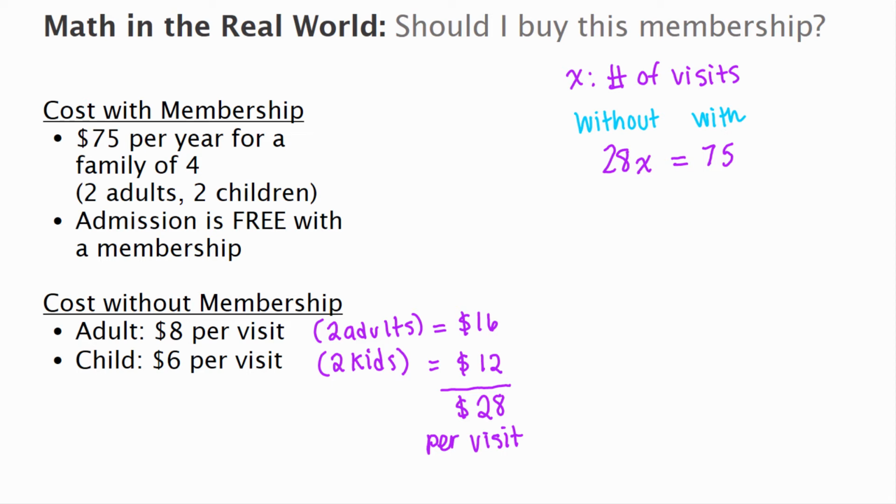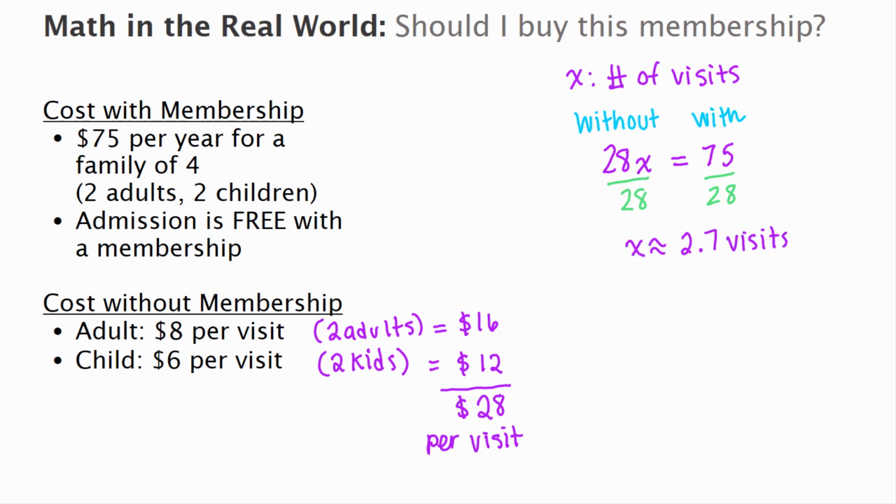I want to solve that by doing opposite operations. To isolate the variable x, I need to get rid of the 28 that's in front of it. It's being multiplied, so I want to divide by 28. So I'm going to divide both sides by 28, and remember, I have to do it to both sides so my equation stays balanced. But when I do that, I end up with a number that is a decimal. So a lot of times in a real world problem, this is going to happen. It's not always going to be pretty numbers. Dividing by 28 leaves you with approximately 2.7 visits.